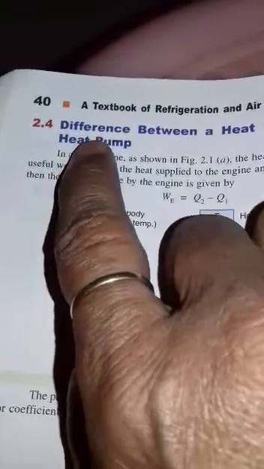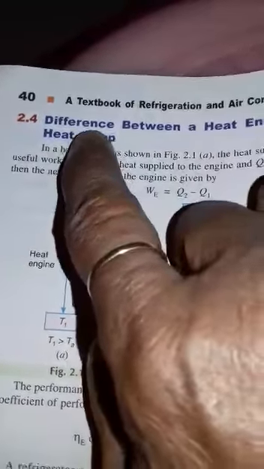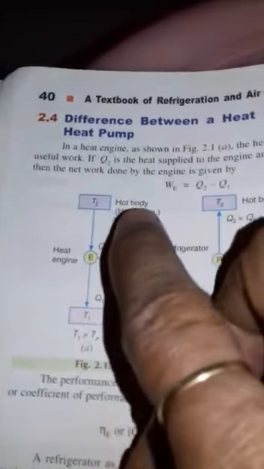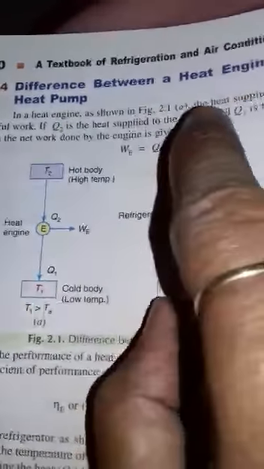So now in today's lecture I am going to tell you the difference between the heat engine, refrigerator and heat pump. This is very important. Usually the question has been asked about this. Now first is your heat engine.